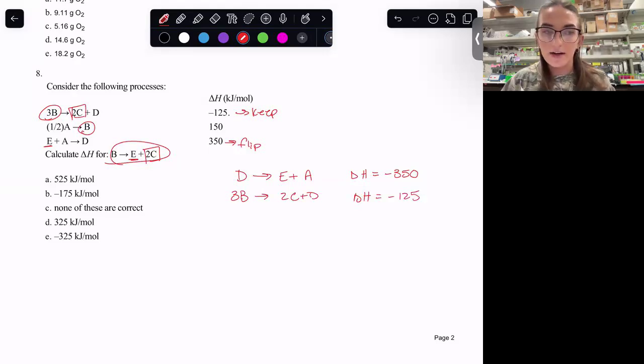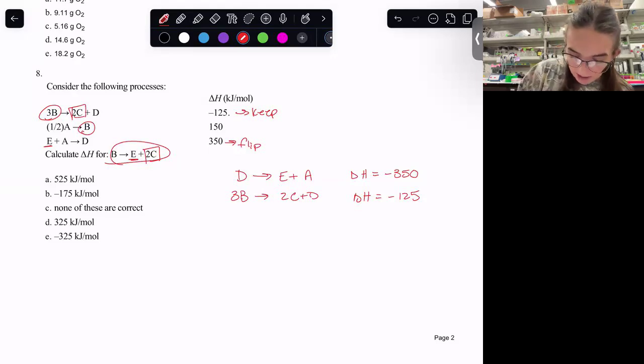So now I have to look at what I have left, which is B. I need to get rid of A in my equation for the new third equation. And I have 3B, but I need to get down to just 1B. So if I multiply this one by 2, then that gets me to A goes to 2B.